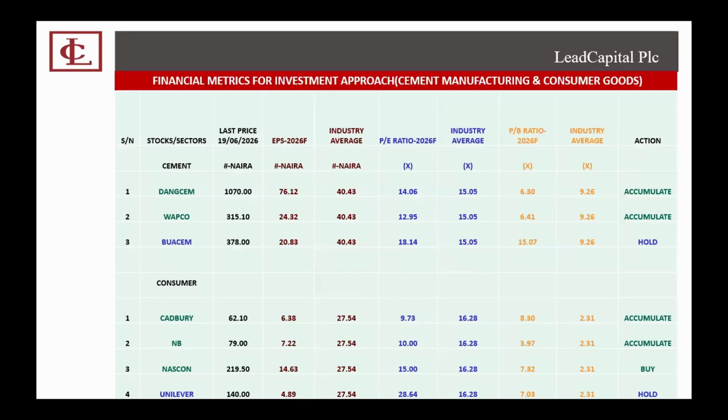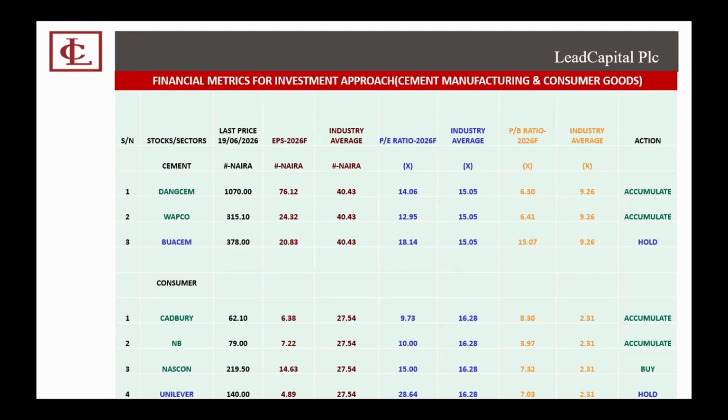Now we're going to look at the financial metrics for investment approach in the cement and the manufacturing and consumer goods. This analysis compares selected companies against their industry average using two key valuation metrics, that's the price to earning ratio and the price to book ratio. Stocks trading below averages may indicate undervaluation and present potential investment opportunities, while those trading above industry average may warrant caution.